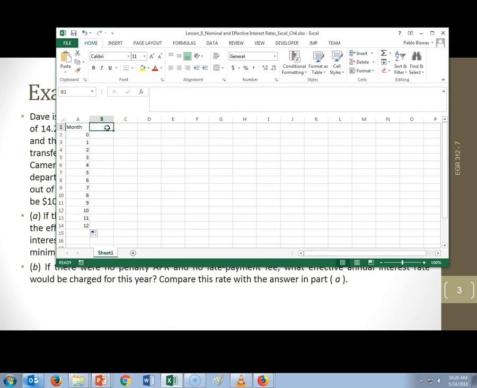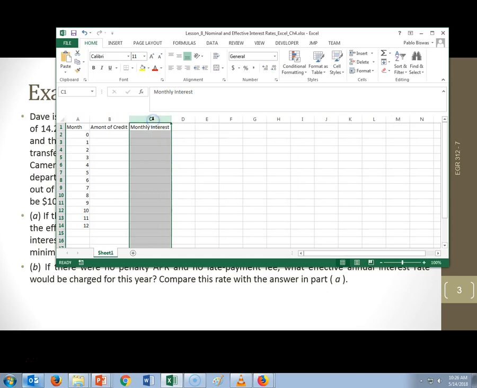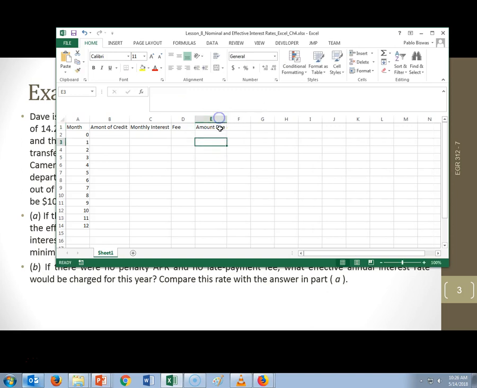Then amount of credit. Then monthly interest. Then the fees, because remember, if you miss one payment, there will be a late fee added to that, a $30 late fee, and then finally amount due. Let me make it in the middle.